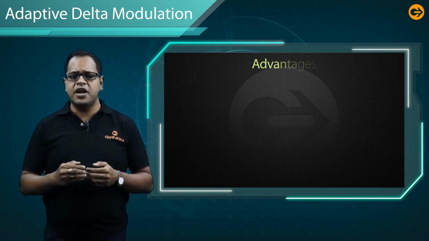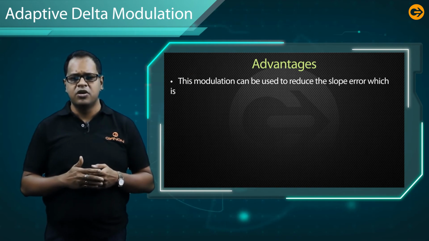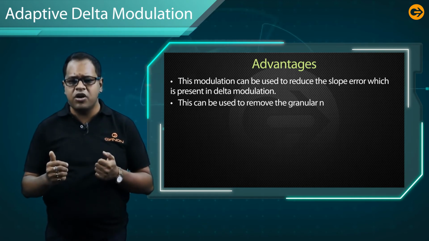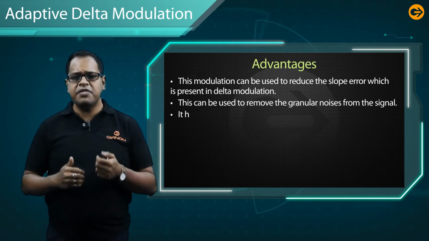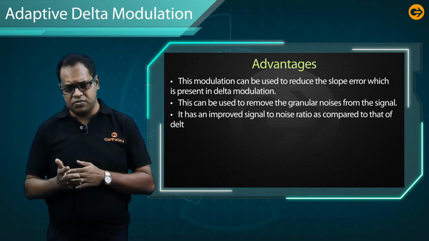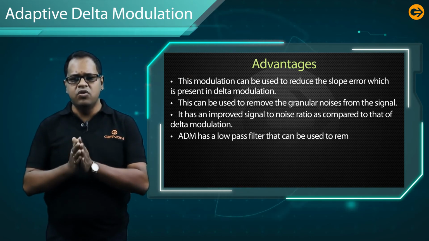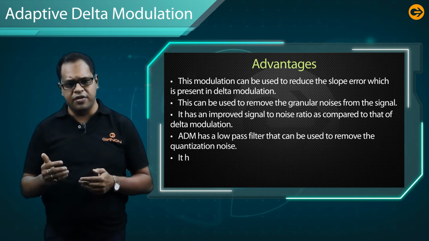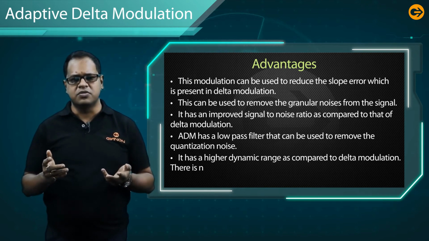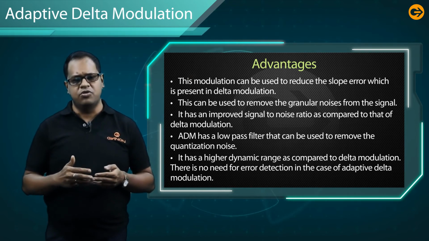What are the advantages of adaptive delta modulation? It can be used to reduce the slope error which is present in delta modulation. It can be used to remove the granular noise from the signal. It has an improved signal to noise ratio or SNR as compared to delta modulation. Adaptive delta modulation has a low pass filter that can be used to remove the quantization noise. It has a higher dynamic range as compared to delta modulation. There is no need for error detection in the case of adaptive delta modulation.